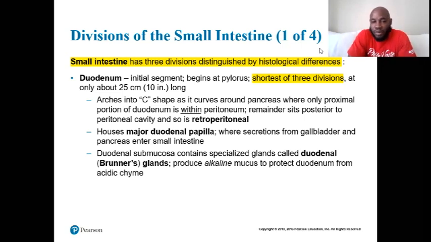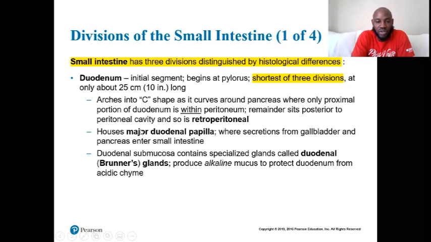All right, so duodenum, that's the first initial segment, begins at the pylorus. So right after that sphincter, you have the shortest of the 3 divisions, the duodenum, only about 10 inches long. Remember, at 20 feet, this is only 10 inches long, arches into a C shape, curves around the pancreas, where only the proximal portion of the duodenum is within the peritoneum.